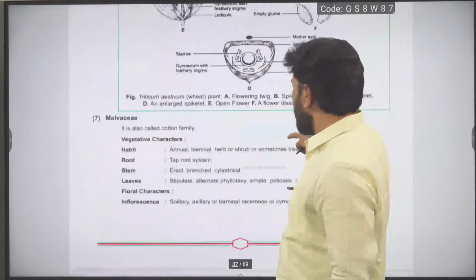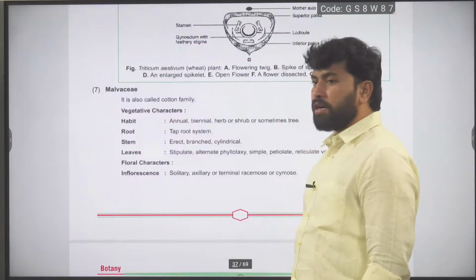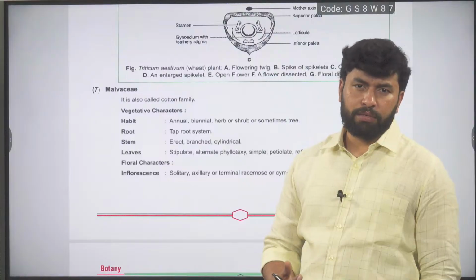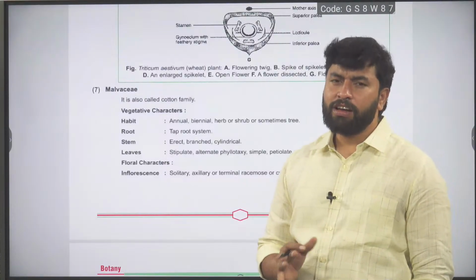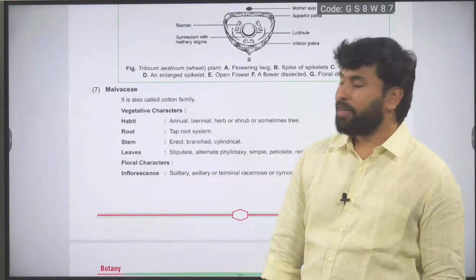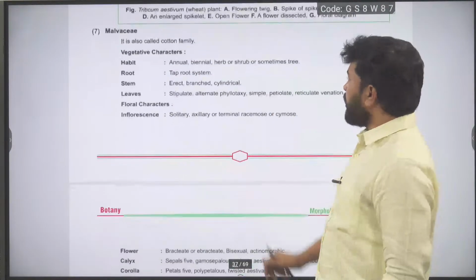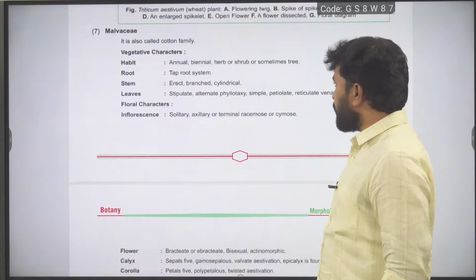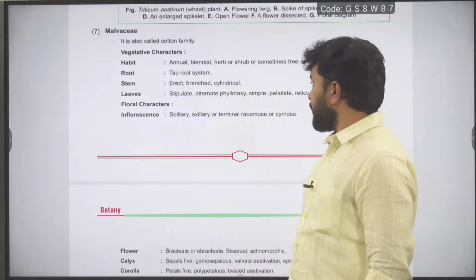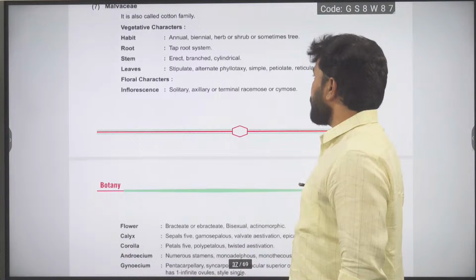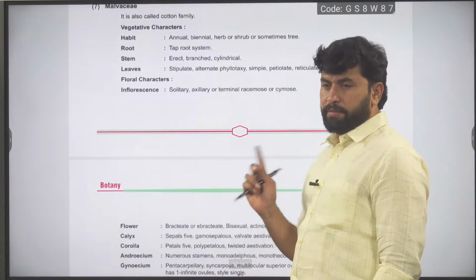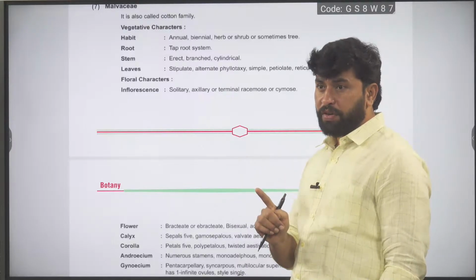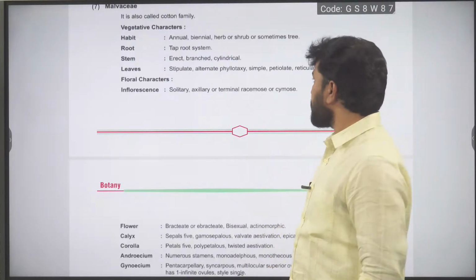Then the final family, Malvaceae. It's also called the cotton family, because in this family, China rose and cotton are more valuable. China rose is ornamental, cotton is commercially more valuable. Vegetative characters, habit, annual, biennial, okay, no need to worry. Root, taproot system, because they belong to dicots. Stem erect, branched, cylindrical. Leaves stipulate. Another family with stipulates. It is a dicot family. If it comes to a monocot family, write them as exstipulate.